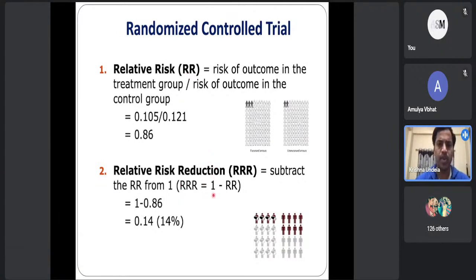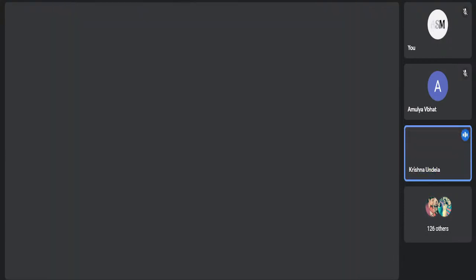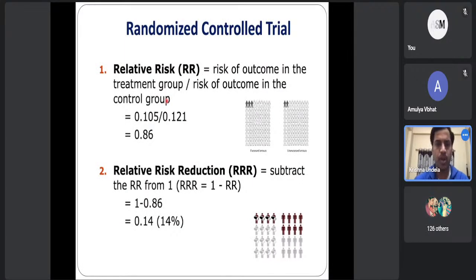It's very simple. The 1 minus you are doing, we call it the relative risk reduction. So just note down these two numbers before going for further calculation. The first one is 0.105, right? The 0.105 is the risk of outcome in the treatment group, and 0.121 is the risk of outcome in the control group. We already have that information. Hope you understand till now how to calculate the relative risk and relative risk reduction. They are very, very simple formulas. You can calculate easily once you have all the numbers.